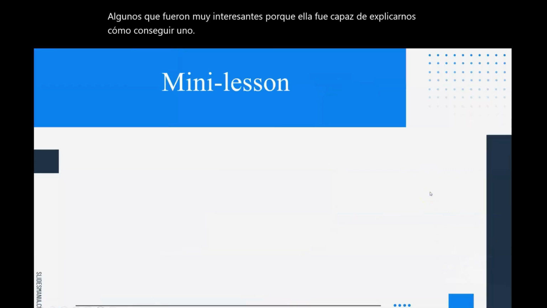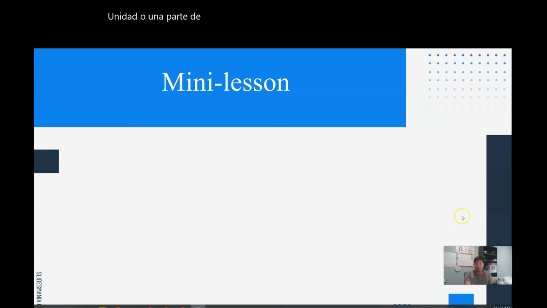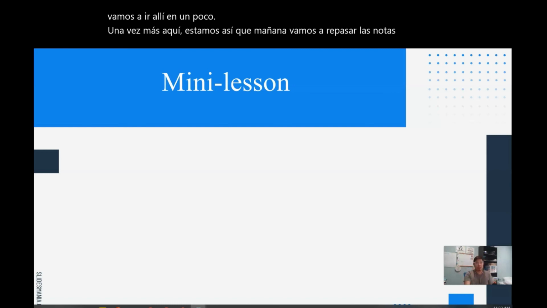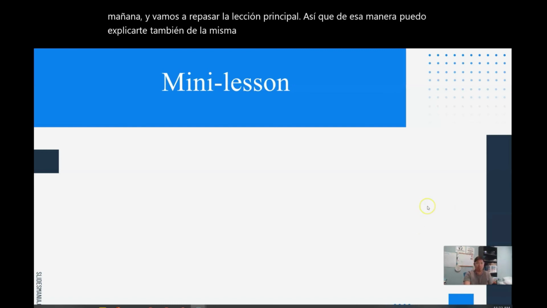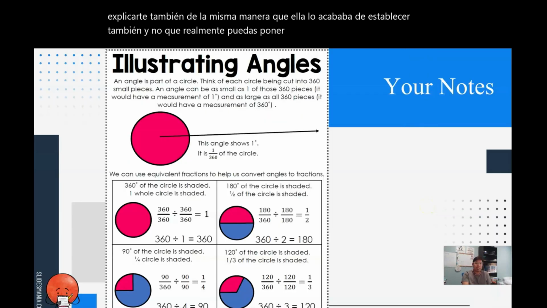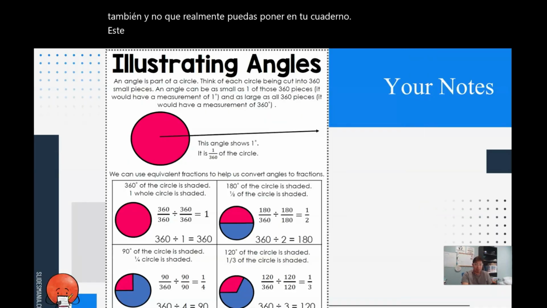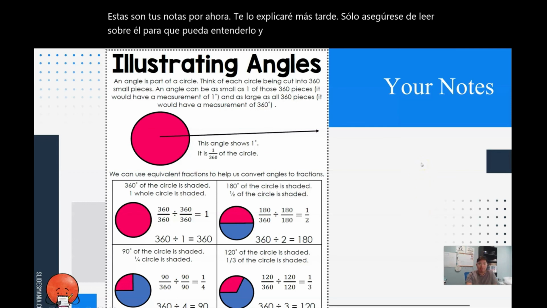Tomorrow we're going to be going over the notes and the mini lessons so that I can explain to you the same way that she just did. These are notes that you can actually put in your notebook. This is your notes for right now. We'll explain this later. Just make sure that you read over it so you can understand it. And then I'll give you the exit ticket for tomorrow.